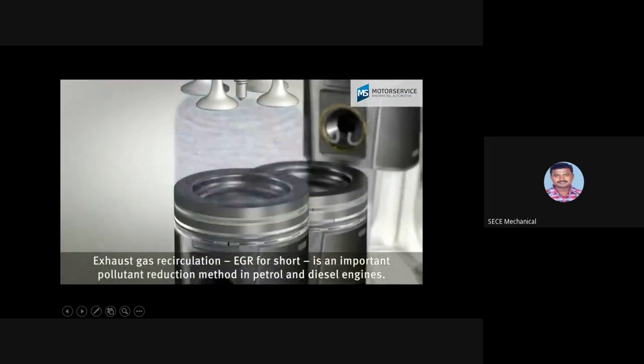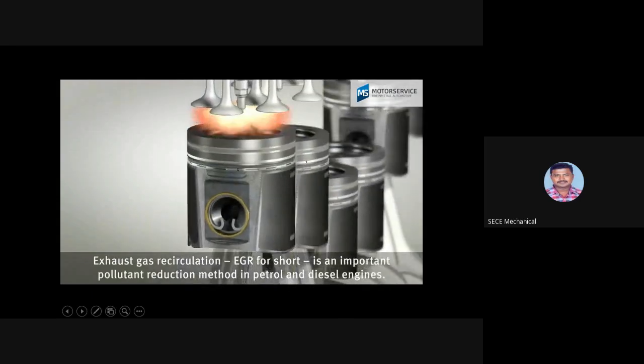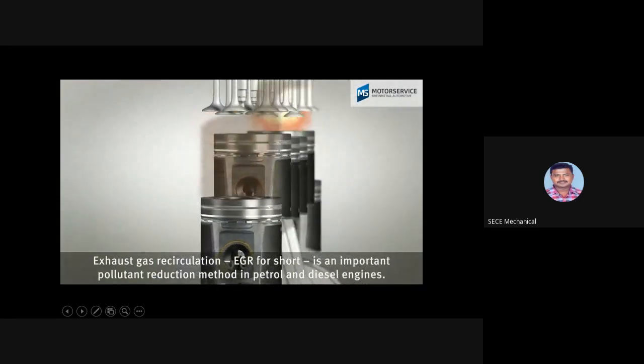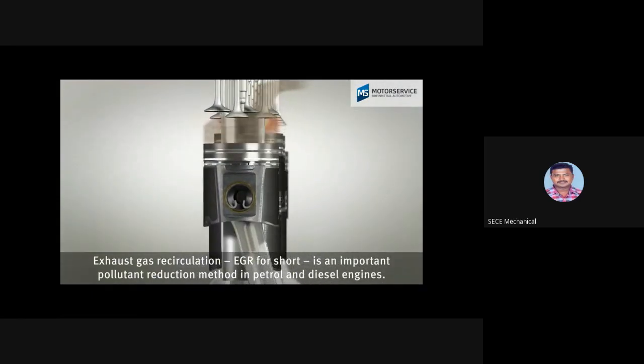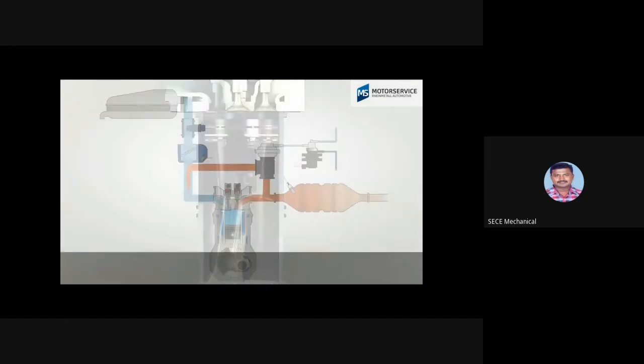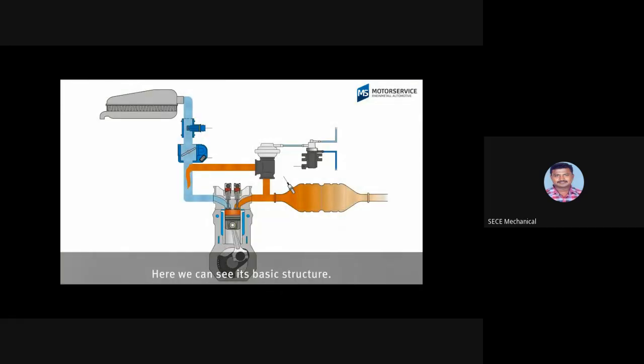Exhaust gas recirculation, EGR for short, is an important method for pollutant reduction in petrol and diesel engines. Here we can see its basic structure. Exhaust gas is taken directly after the cylinders. Then, the EGR valve regulates the subsequent mixing of the exhaust gas with the intake air.